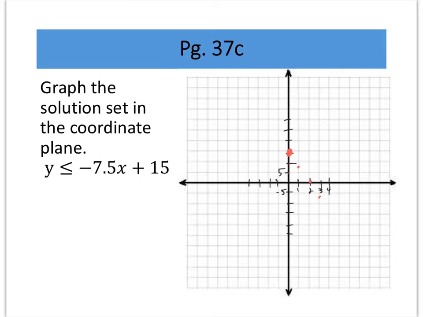Okay, and it's a solid line because it could be equal to. So a solid line, and I'm going to pick values that make it true. So I almost always pick 0, 0 unless it's on the line. Is 0 less than or equal to negative 7.5 times 0 plus 15? Is this statement true? Is 0 less than or equal to 15? Well, yes, 0 is less than or equal to 15.